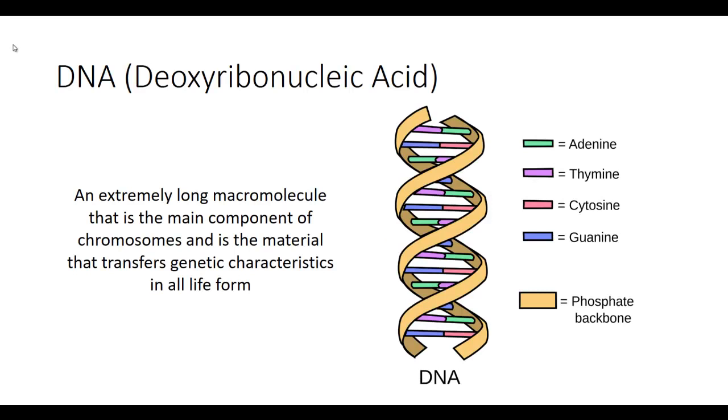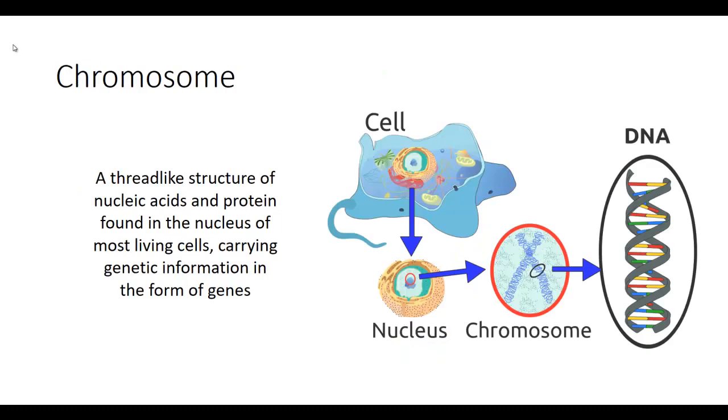First two things we want to look at, number one is DNA. DNA is a material that transfers genetic characteristics in all life forms. We want to keep it about as simple as that for our purposes in this unit. It's a material that transfers all genetic characteristics in all life forms. And in each cell, there is found a chromosome. A chromosome is made up of DNA. It's where DNA is located in the cell.